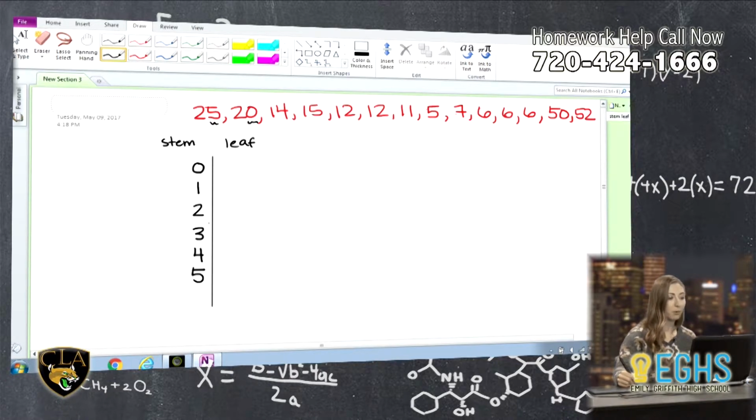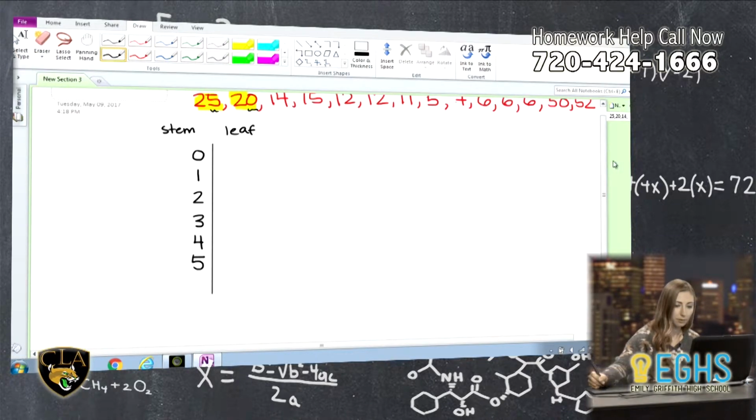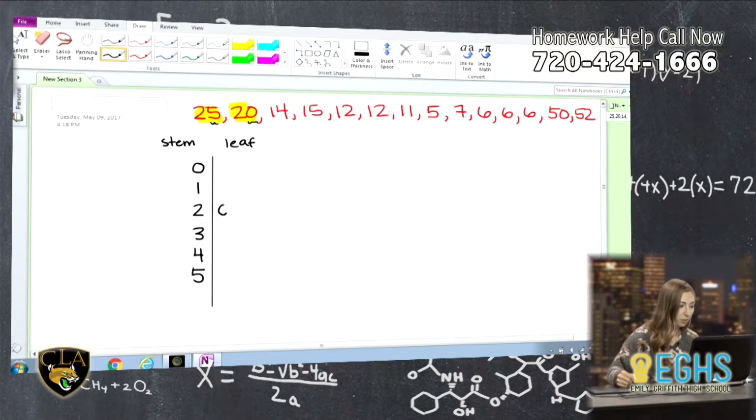So for example, if I were putting 25 on my stem and leaf plot, it would go like that. And then if I have any other numbers that are 20s, I'm going to highlight them, and I would want to put them in order. I'm going to put 2, 0, and then I'm going to put a 5. But you have to understand that when you look at this leaf, this 5, you have to connect it with the stem. So this 5 right here is representing a 25.